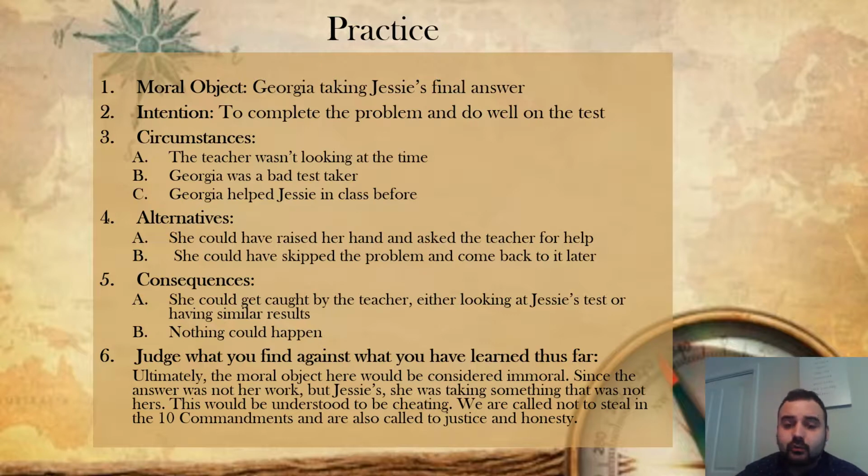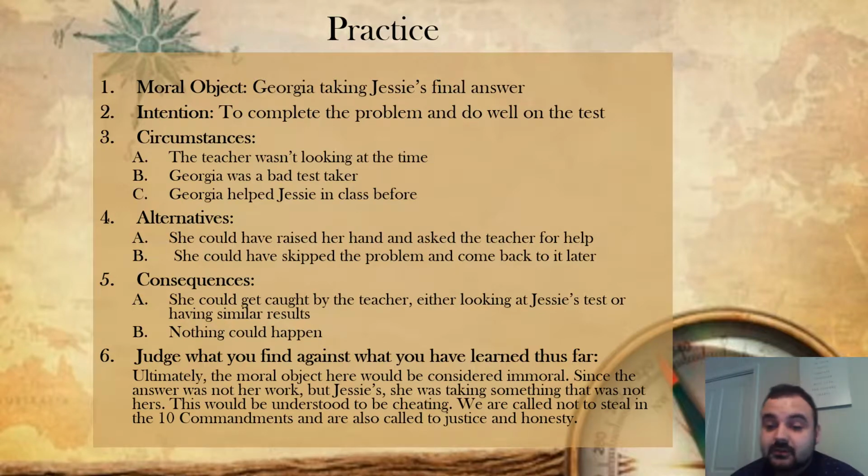We say ultimately we would consider this decision to be immoral. And the reason being is ultimately the object of taking an answer that didn't belong to her is what we deem as cheating or stealing. It would be immoral. So even though she helped him throughout class and it would be frustrating, the idea is he produced that in and of himself on that test. She didn't create that answer, he did.